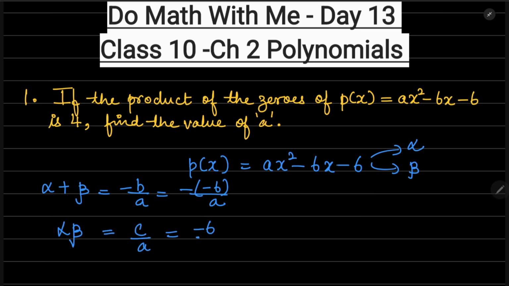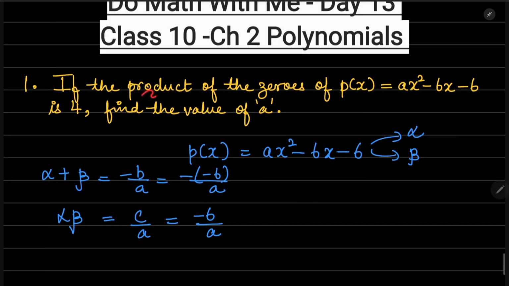C is minus 6 by a. Now using these two we can find the value of a. But what are we given? We are given only the product of the zeros. We are given the product of the zeros is 4. So just equate it.